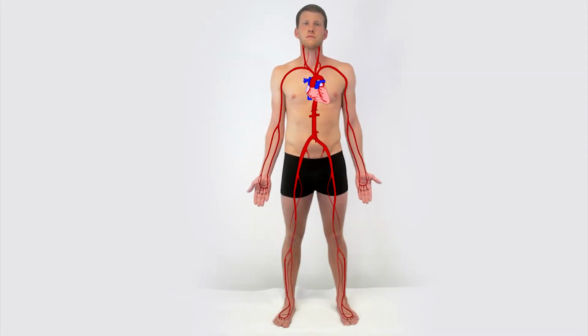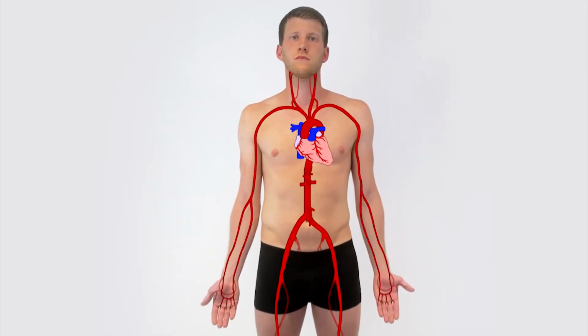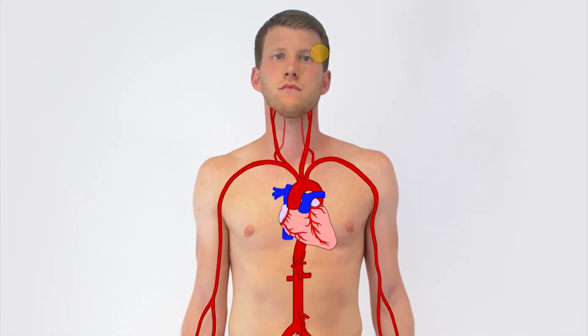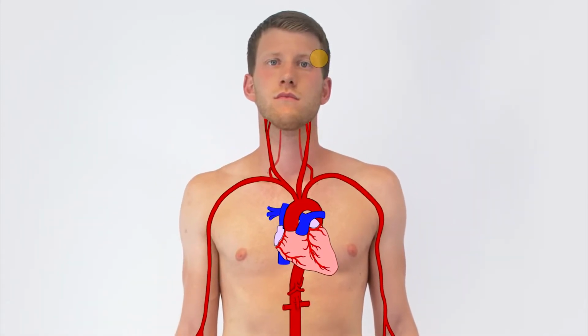If starting in the head and neck area, palpable pulses include the superficial temporal artery of the head, the common carotid artery medial to the sternocleidomastoid muscle, and the subclavian artery posterior to the clavicula.